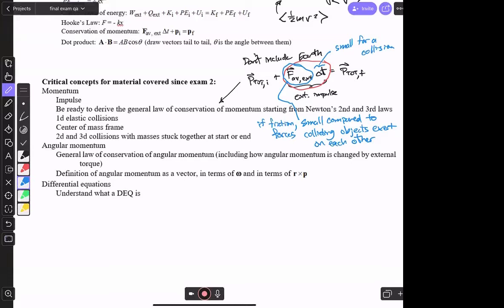So it's a similar consideration for defining your system for angular momentum, that again, you don't include anything that's fixed.